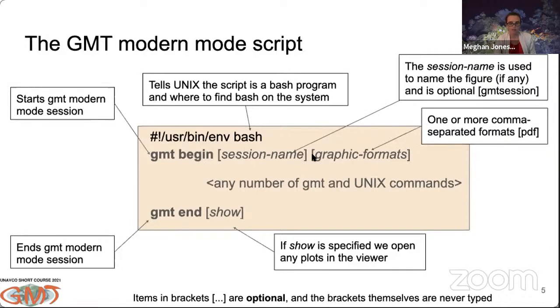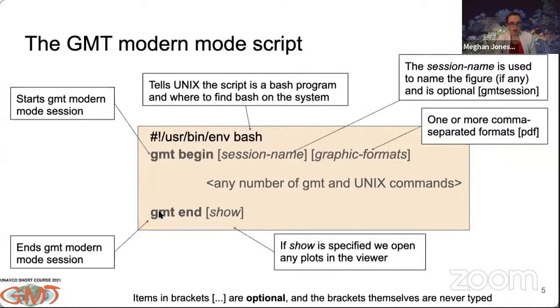Then if you're creating any figures, you can also optionally pass the graphics format as a comma separated list. For example, you could do PDF, PNG to create a PDF file as well as a PNG file. In the middle between GMT begin and GMT end, you'll have any number of GMT or Unix commands that you want to run, and you'll see this in more detail when we go over a demonstration.